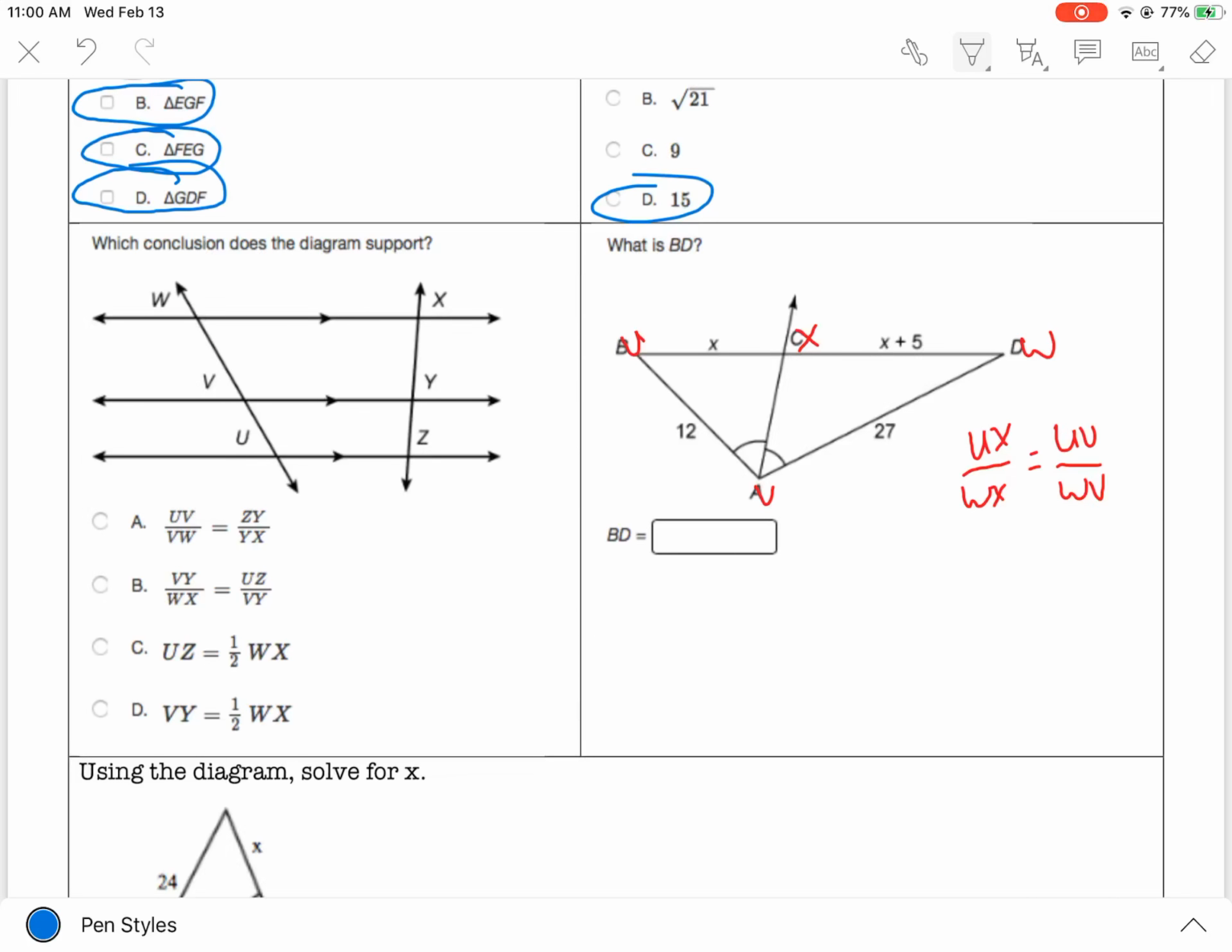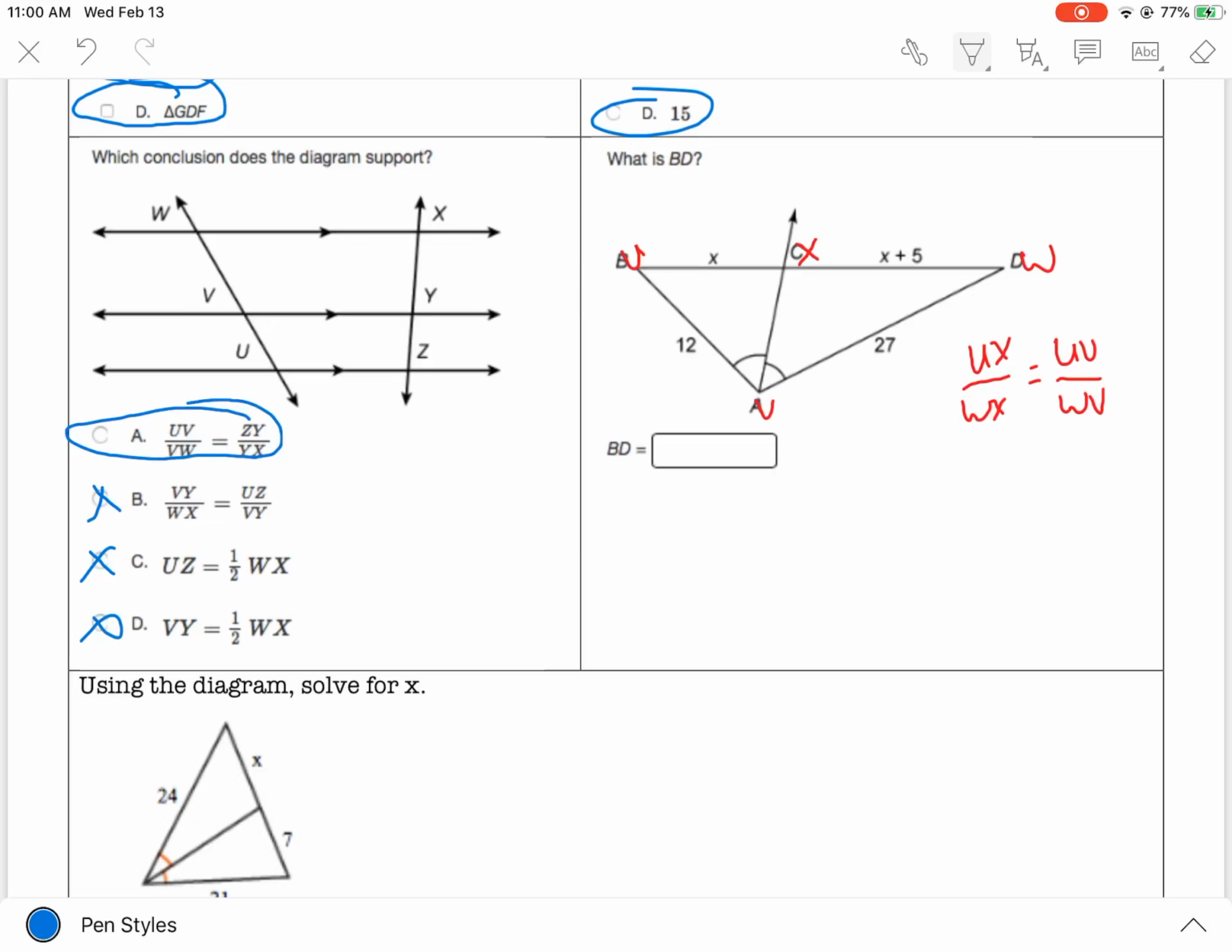Which conclusion does the diagram support? UV over VW is equal to ZY over YX. Totally. VY? Nope. Nope. And nope. So they're just trying to confuse you with information we learned last topic with that.